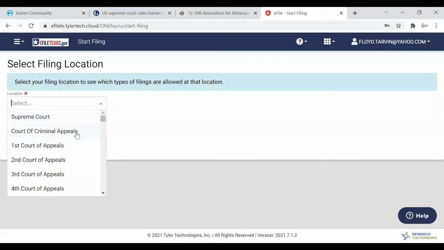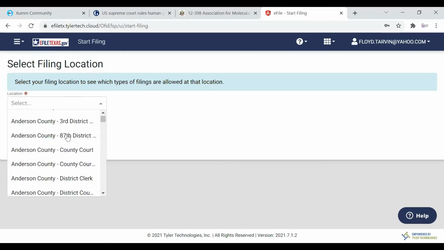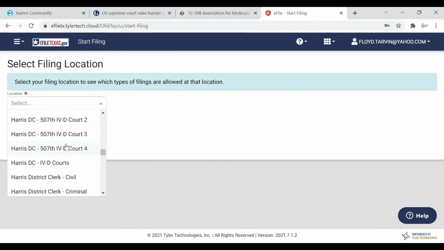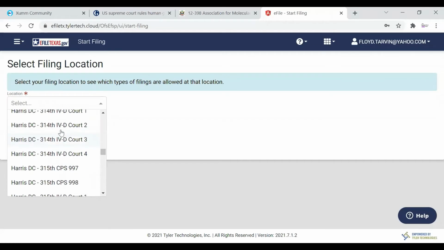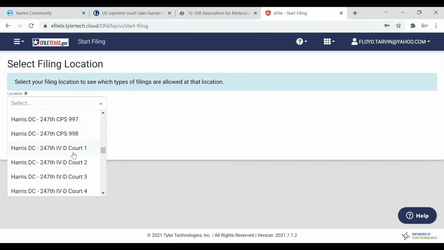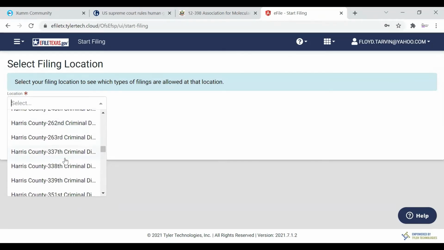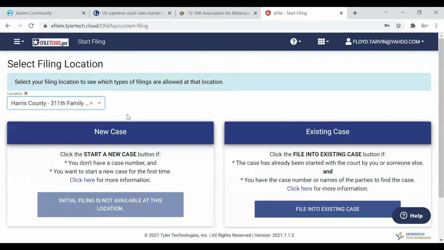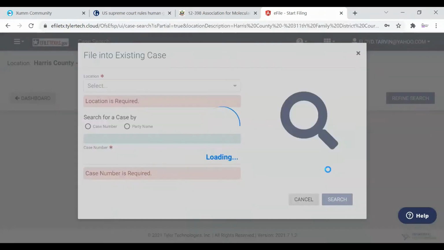And then hit location, and it gives you all the courts. Yep. All the corporations. So you just go right. Harris County. So I'd find the one that was in my district? Yeah. Okay. County Criminal District. There it is, right there, 311th. File into existing case.